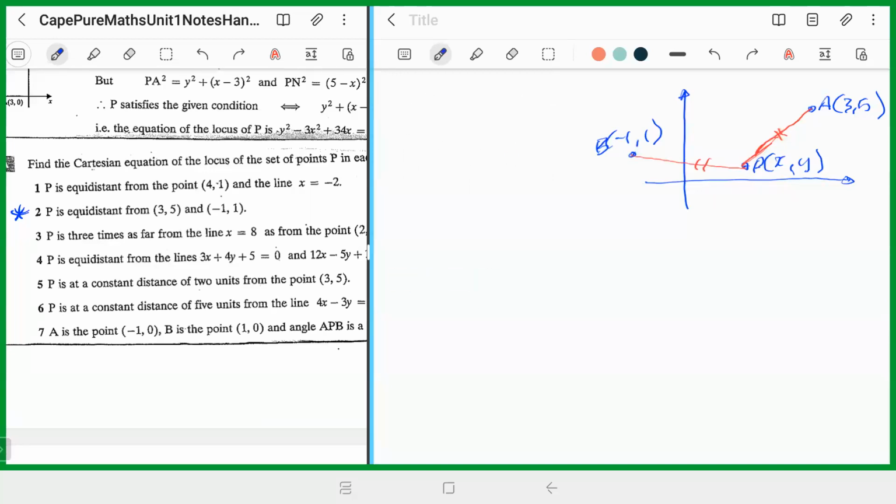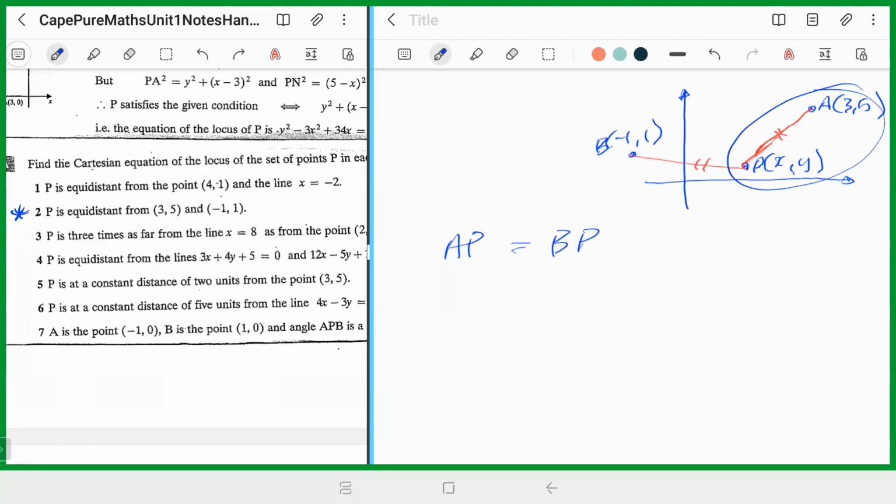This is a typical one. A point is equidistant from the 2 points. In that case, you don't even need a sketch. Just know that this distance equals that distance, and you equate them. So when I say AP equals BP, that's a locus. The locus is such that AP equals BP.